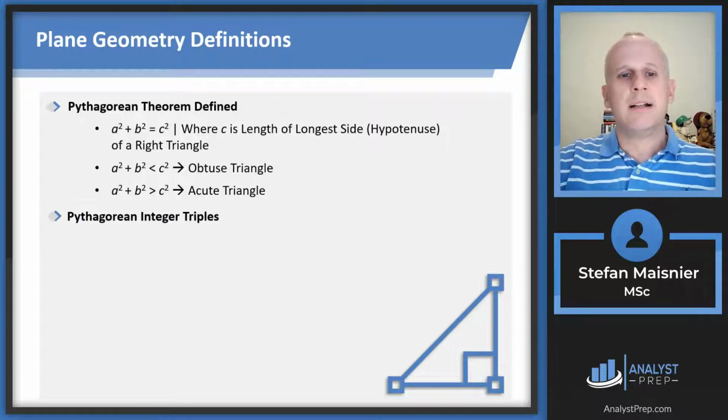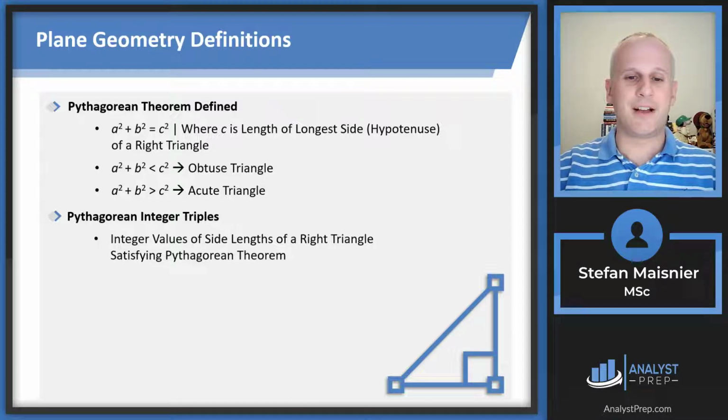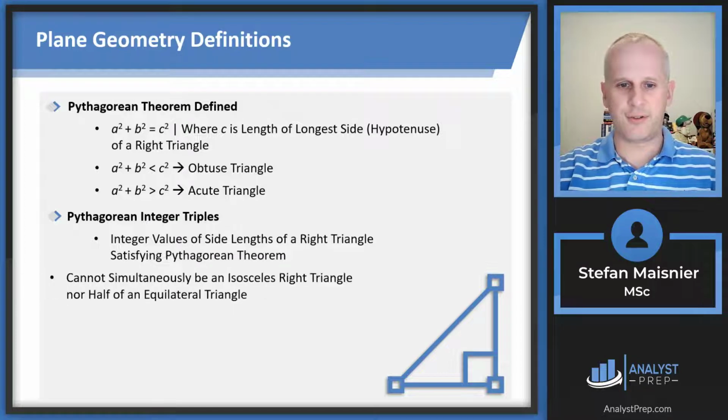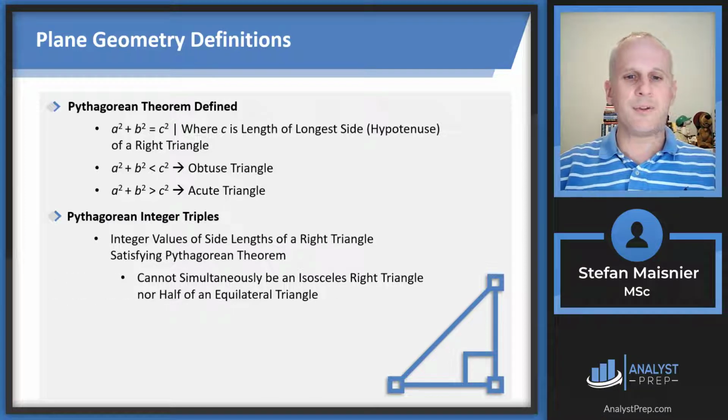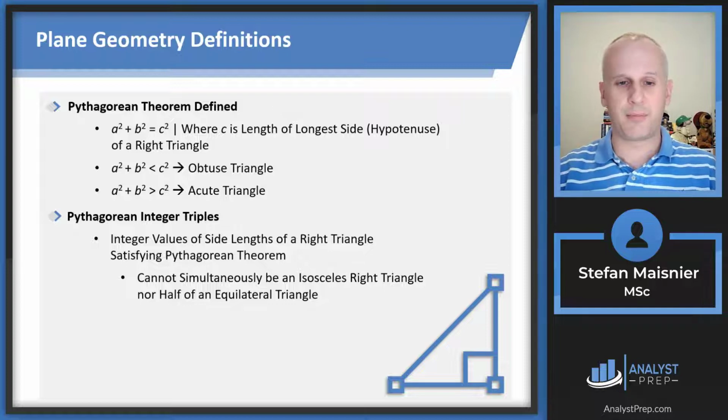Now we'll talk briefly about what are known as the Pythagorean integer triples, and some of these may be familiar to you. They are integer values of side lengths of a right triangle that satisfy the Pythagorean theorem, meaning that this integer squared plus that integer squared equals a third integer squared. One thing to note, though, is that your Pythagorean integer triples cannot simultaneously be what are commonly known as your special right triangles that we'll talk about in a moment. They cannot be an isosceles right triangle, nor can they be half an equilateral triangle, because if that were the case, they would have different proportions that we'll talk about momentarily.